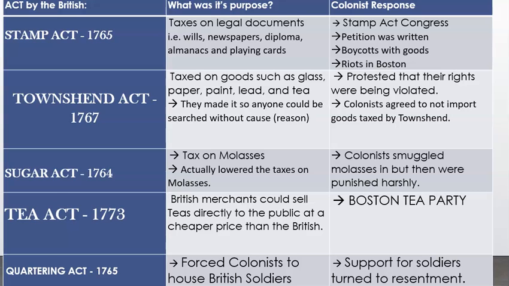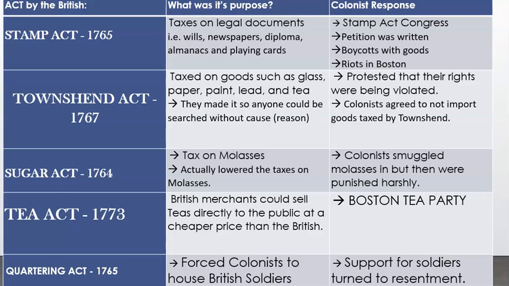Did that stop the smuggling? No. But they were punished way more harshly for getting caught, which would end up happening now as opposed to before, when the British didn't really care about enforcing the Sugar Act. So that's something to keep in mind. Next will come the Stamp Act, and this is going to make it even worse.